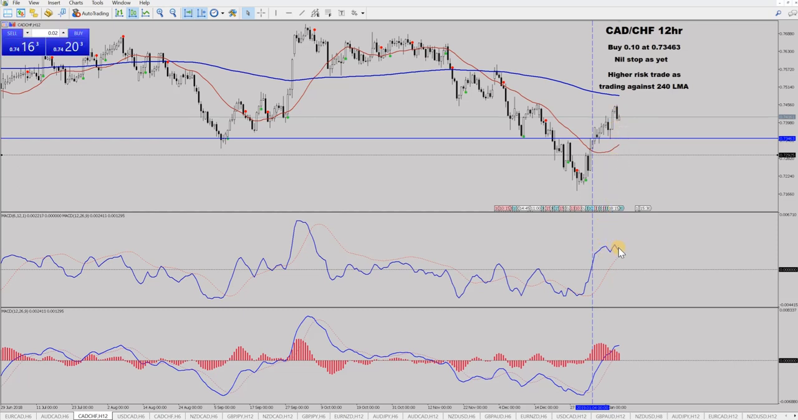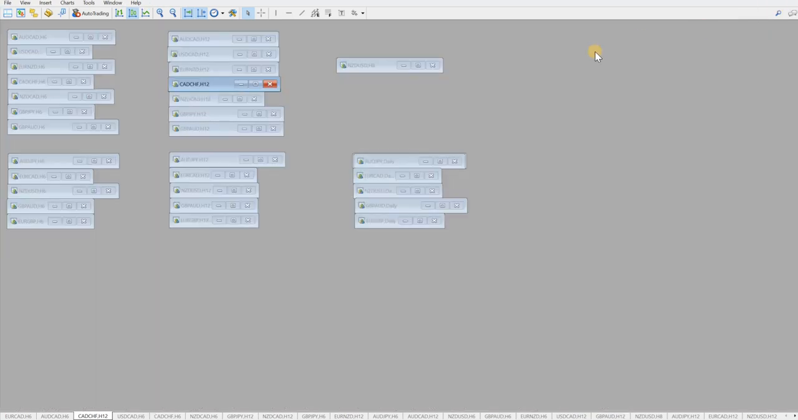You can see that the fast MACD is rolling over. We've lost a bit of momentum. You can look at the histogram there. It's starting to roll over and lose sort of steam. So I'm just reducing my risk here, taking half off the table, putting a stop in place. Looks like a can't lose position, so it's good. That's the CAD Swiss 12-hour.